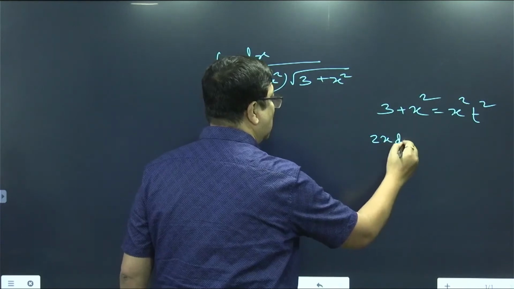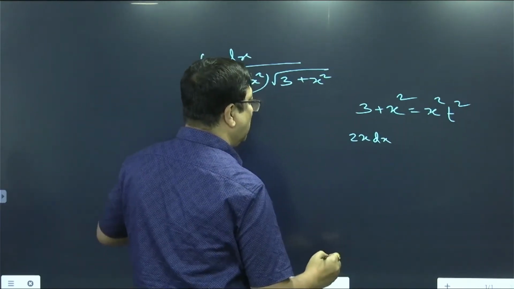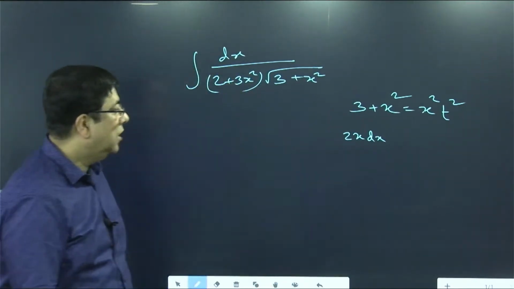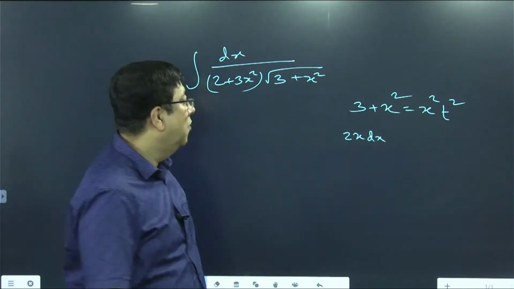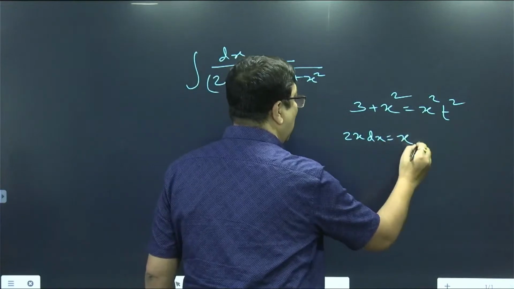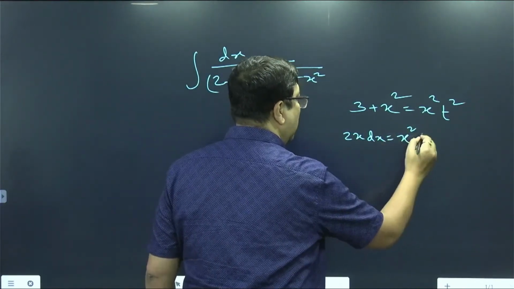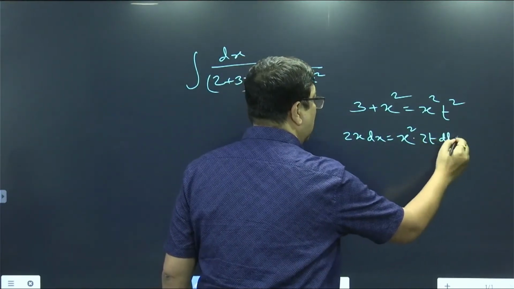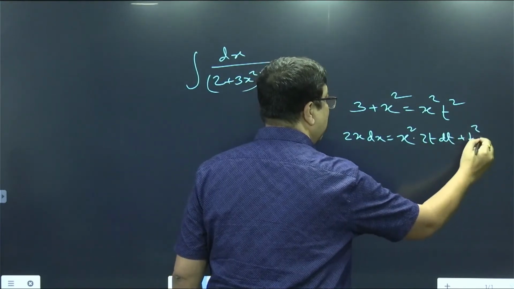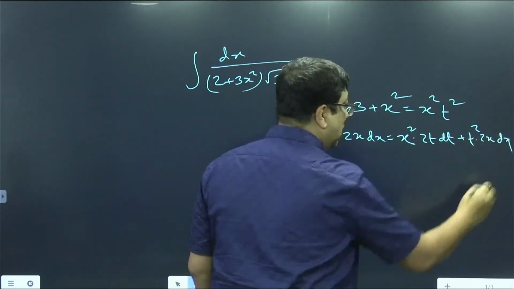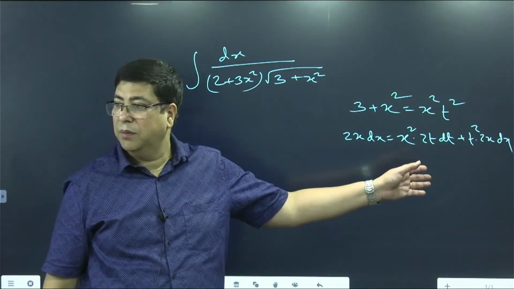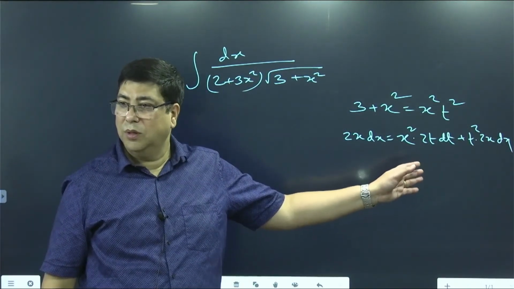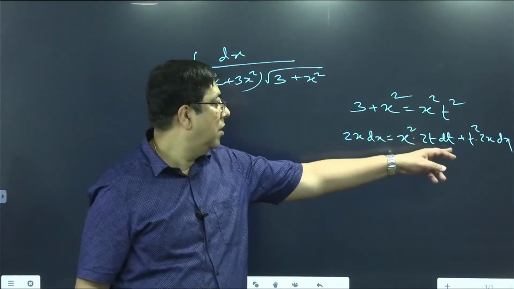2x dx. Understand, everyone? 2x dx. This is by the UV formula. By the UV formula, we are getting x square into 2t dt plus t square into 2x dx. Understood this? Any problem in understanding? It's okay, simple UV formula.